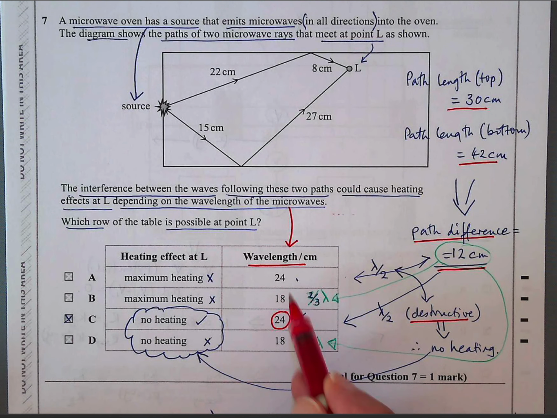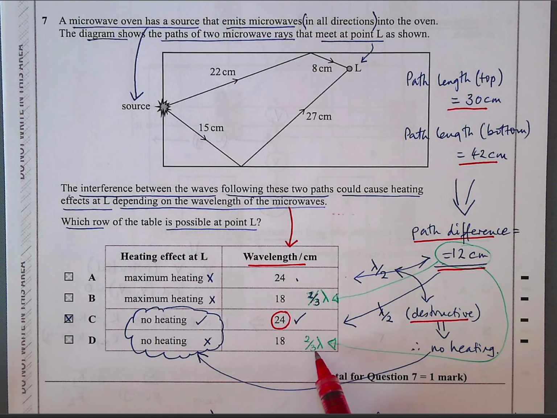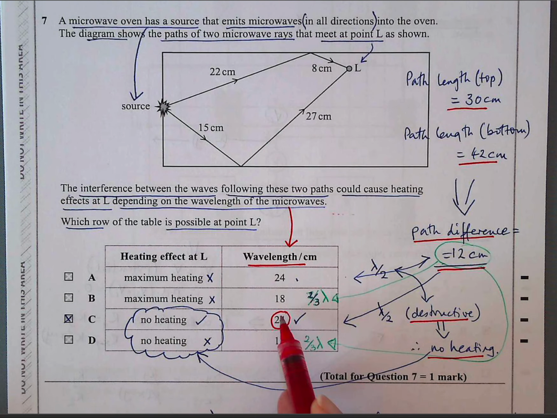So why can't it be the other one, 18? Well, with 18, the path difference is 2/3 of a wavelength. And 2/3 is neither in phase nor out of phase, so it's not going to be no heating, and it's not going to be full heating. So it won't be correct. From these two answers, we know that this one is correct. So then the only other option would be to see if this one would create maximum heating. No, it wouldn't, because they're half a wavelength out of phase, so it creates no heating, not maximum heating.